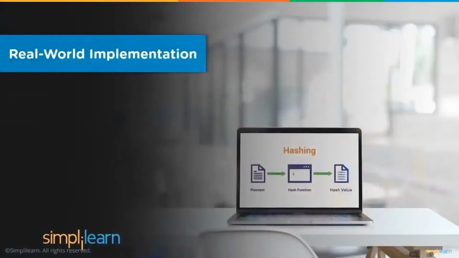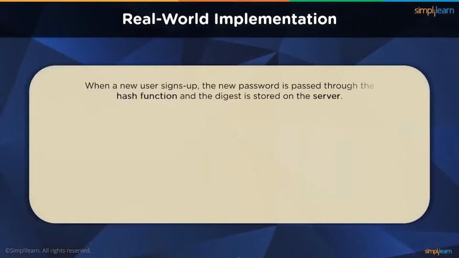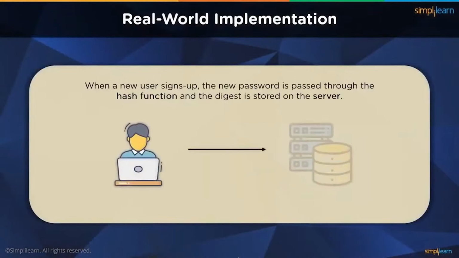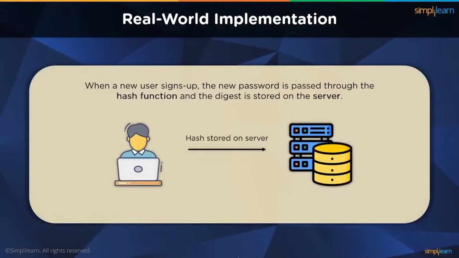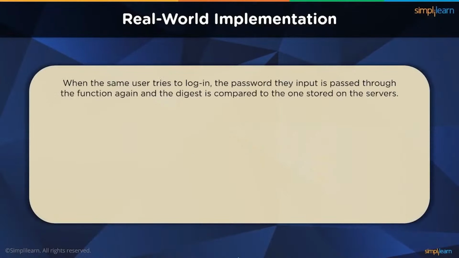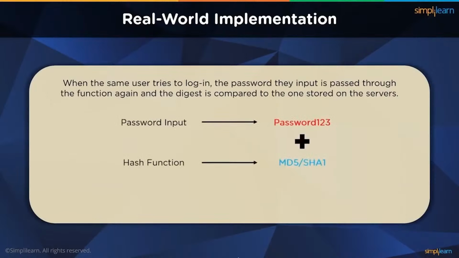Like we discussed earlier, websites use hashing to store the user's passwords. So how do they make use of these hash passwords? When a user signs up to create a new account, the password is run through the hash function and the resulting hash value is stored on the servers. The next time a user comes to log into the account, the password he enters is passed through the same hash function and compared to the hash stored on the main server.